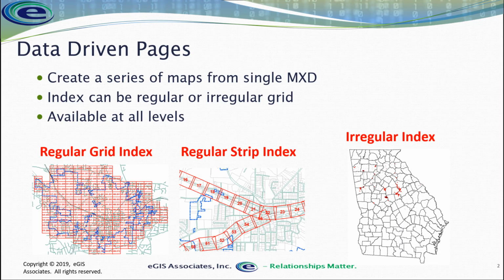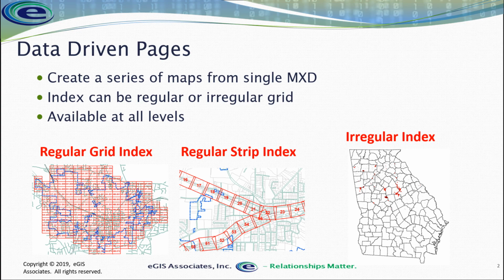If you're not familiar with data-driven pages, we did a previous video discussing this topic that I'll provide a link to in the description below so you can learn a little bit more about data-driven pages and how to configure them. But generally speaking, data-driven pages is a function inside of ArcMap that allows you to generate a map book or a map atlas based on an index. The index is used to determine the pages that will be in the map book or the atlas.